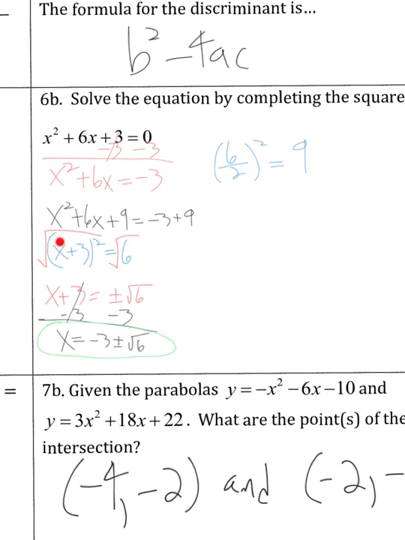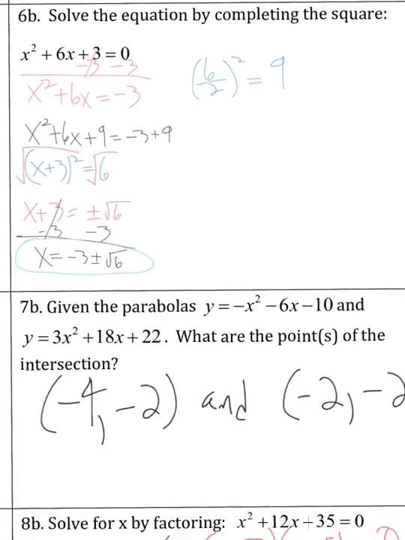So you got to square root both sides. And this will equal plus or minus the square root of 6 because it won't simplify. Then you can just minus 3 over. Final answer, x equals negative 3 plus or minus the square root of 6.